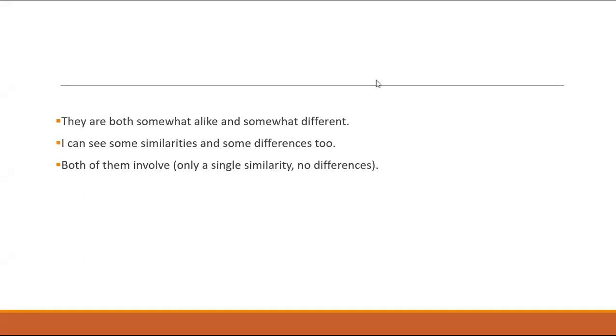So, here I have given you three examples for the thesis statement, okay? Please read them through, and you will find out what is clear or unclear about them. Are they good thesis examples or are they ambiguous, vague or unclear? The first example is: they are both somewhat alike and somewhat different. Number two is: I can see similarities and some differences too. Number three: both of them involve only a single similarity or no differences. What is wrong here?